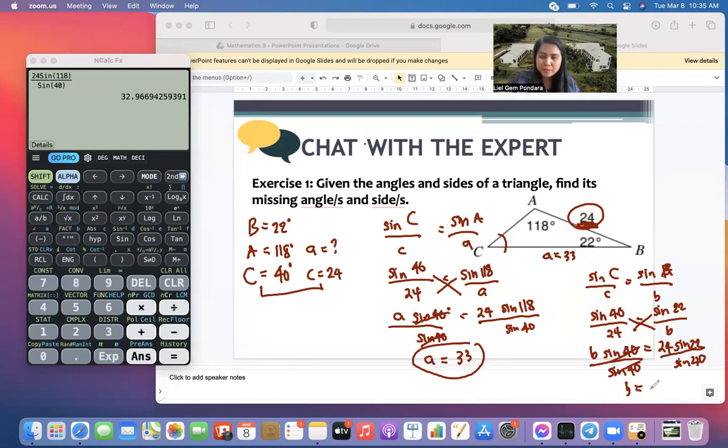14. Very good. Let's verify that with a calculator. You have 24 sine 22 over sine 40. There. The answer is 13.98. But again, if the sides are whole numbers, you need to write it all in whole numbers. So we have 14 for the answer for B.